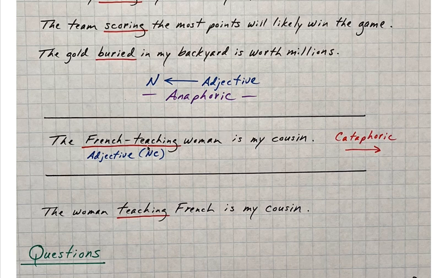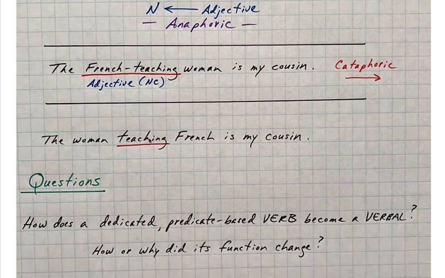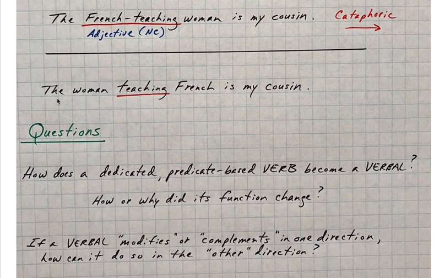But I say, no. When you were listening, you heard the person say, the woman teaching French is my cousin, and you heard it in that order. So you're saying, okay, what's the mind doing here? What is this word teaching, and what's really going on? Okay, so questions are raised.